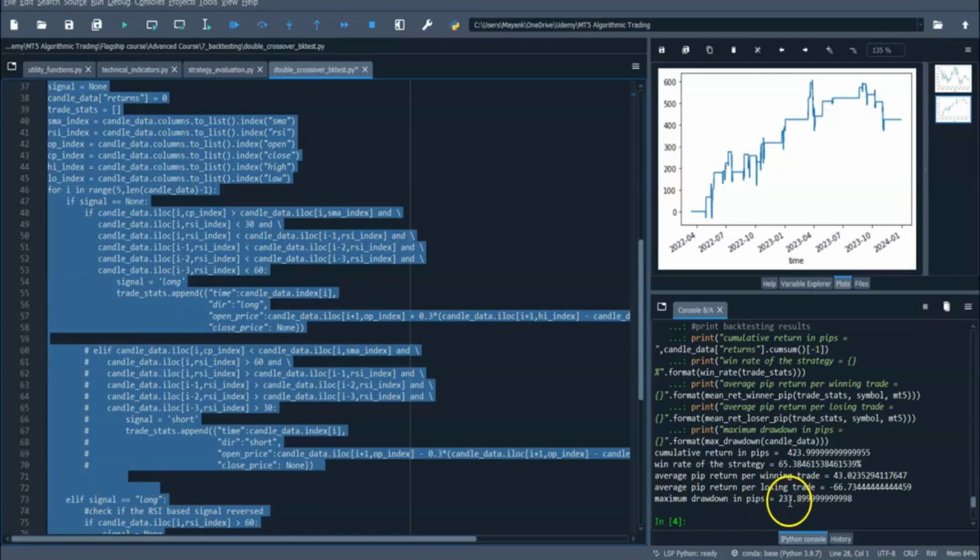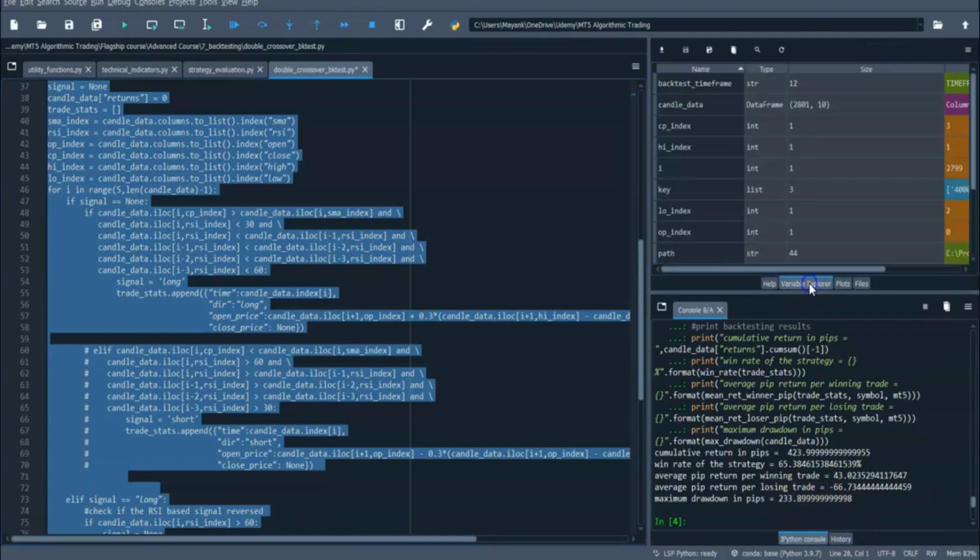So that is expected. We exit based on the RSI, and it's very unlikely that the RSI would remain at a very inflated level or a very deflated level for an extended period of time. So drawdown in this strategy should not be very scary. Okay, let us see how many trades we got. So let's go to trade stats.